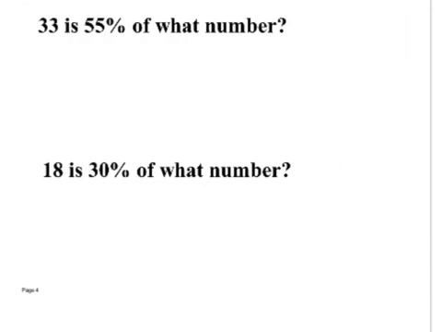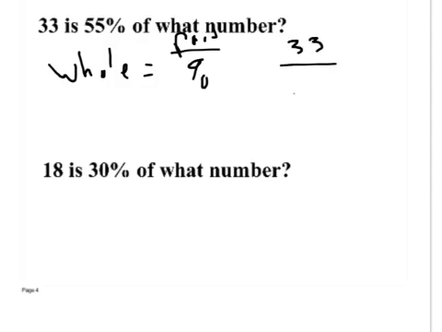So now they're asking 33 is 55% of what number? They've asked for the part, they've asked for a percentage, so now they're asking to find the whole number. Well, my formula for the whole was part divided by percent. So I take 33, I divide it by 0.55. It can't be 55, it has to be 0.55. Do not forget to change the decimal. So 33 divided by 0.55 gives me 60. And that is my whole.